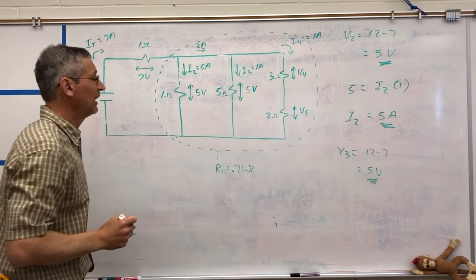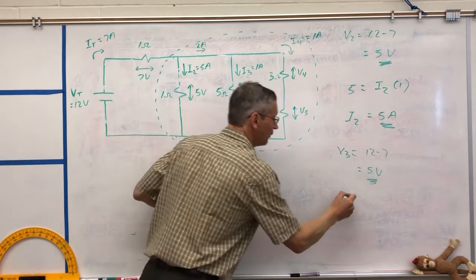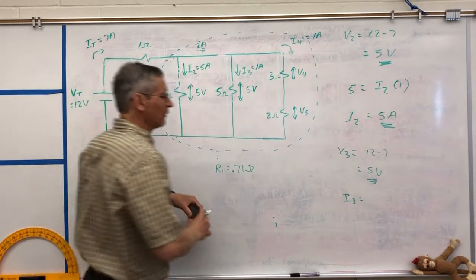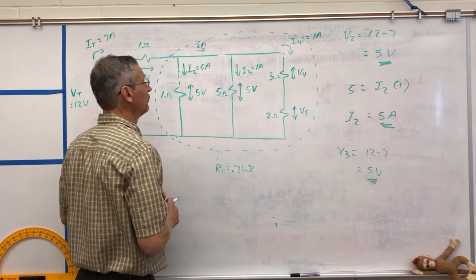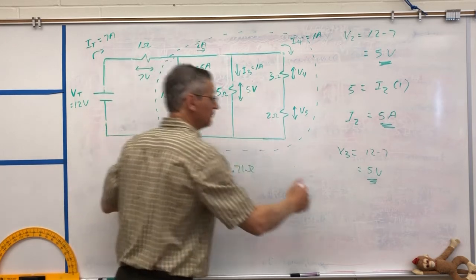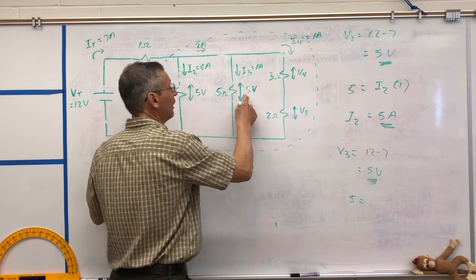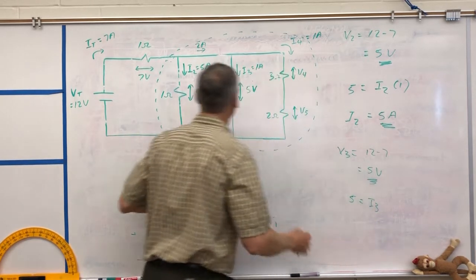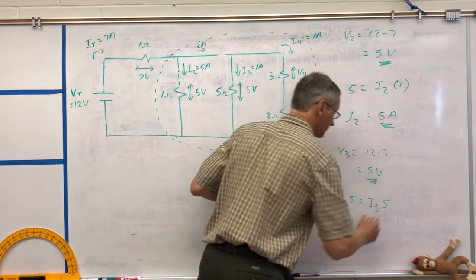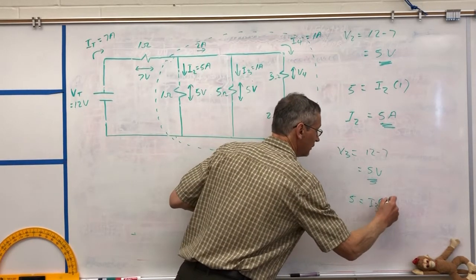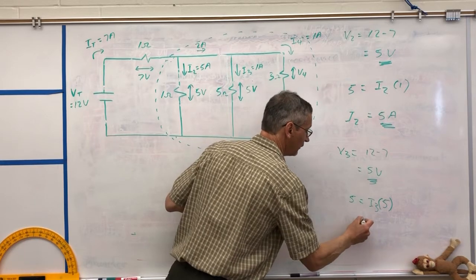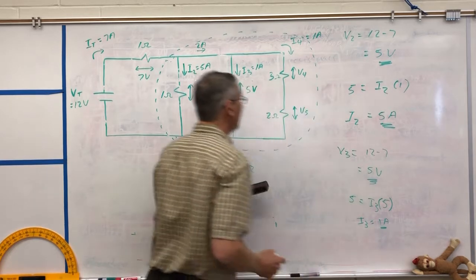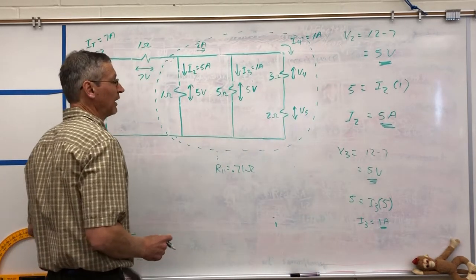Okay. And yeah, if you want to check out I3, make sure it's the same. You can just apply Ohm's law. You can say the voltage across a resistor is equal to the current through it times the resistance itself. And sure, 5 is equal to 1 times 5. You can figure out I3 that way and get your 1 amp like that.